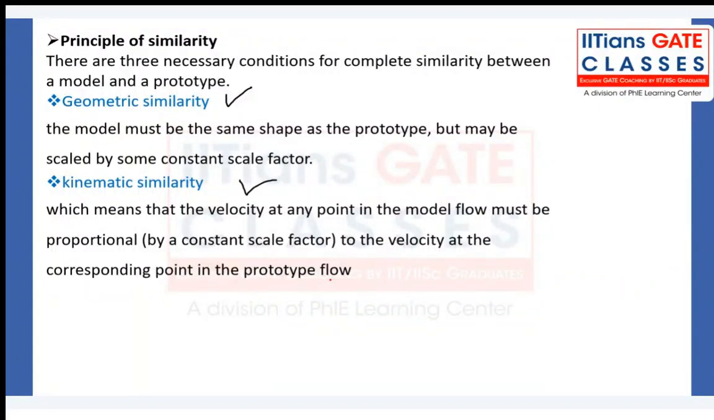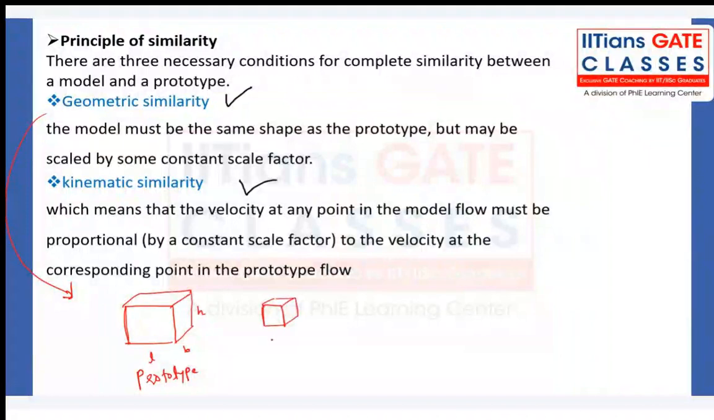Principle of similarity, that is, geometric similarity. What is the meaning of that? Each and every dimension of the prototype should be scaled down in the same ratio. What is the meaning of that? Let's say we have a prototype of a cubical element with L, B, height. This is my prototype. Let's say you have a smaller version, L1, B1, H1. This is your model.